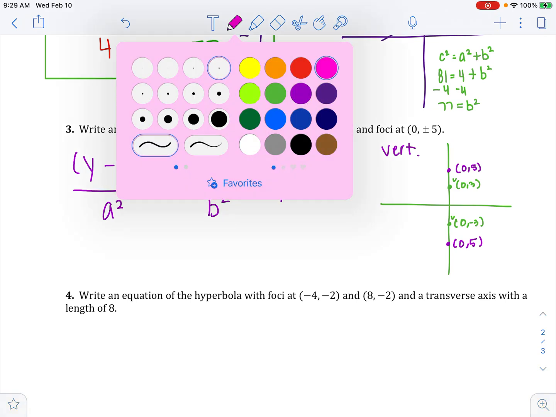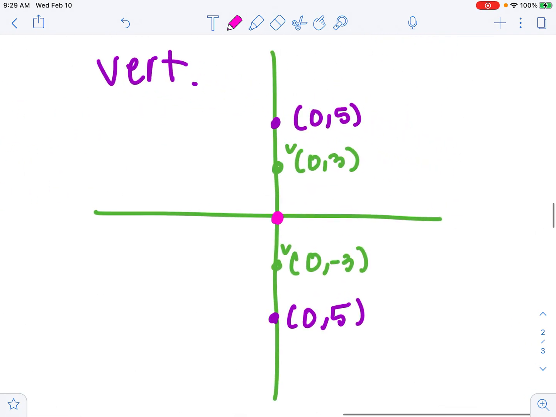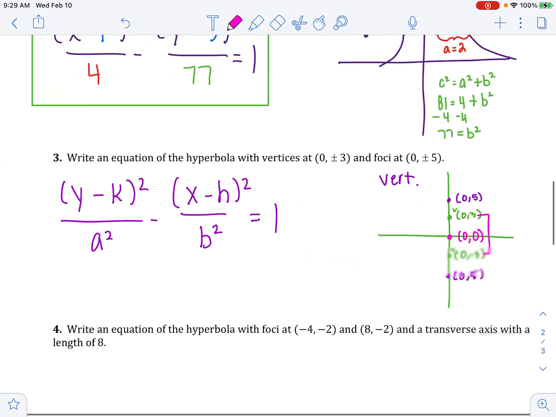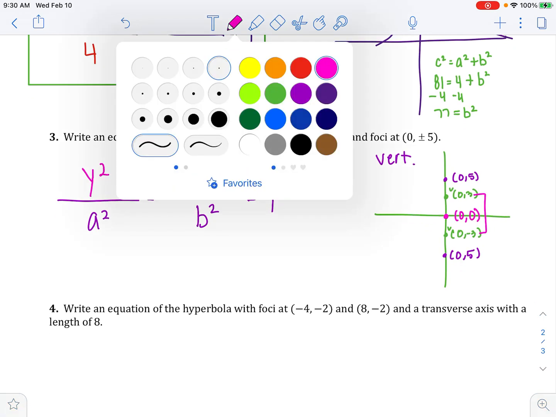All right, so I need my center first. My center is directly in between these two vertices, or the foci. It's definitely over 0, and clearly it's at 0, 0, but in case I made a mistake, negative 3 plus negative 3 is 0, divided by 2 is 0. So 0, 0 is correct. So instead of putting 0 here and 0 here and having y minus 0 squared and x minus 0 squared, I'm going to put y squared and then x squared.